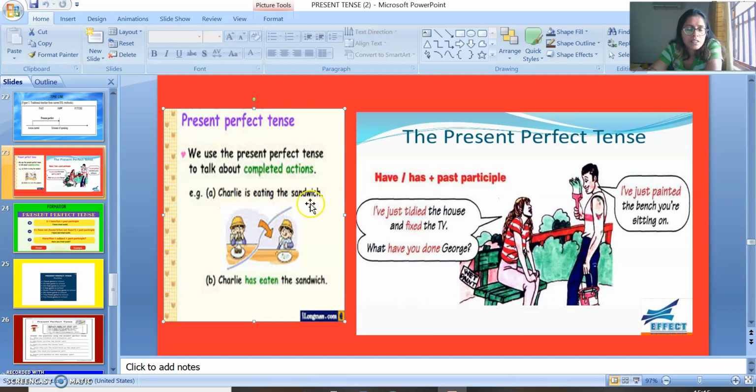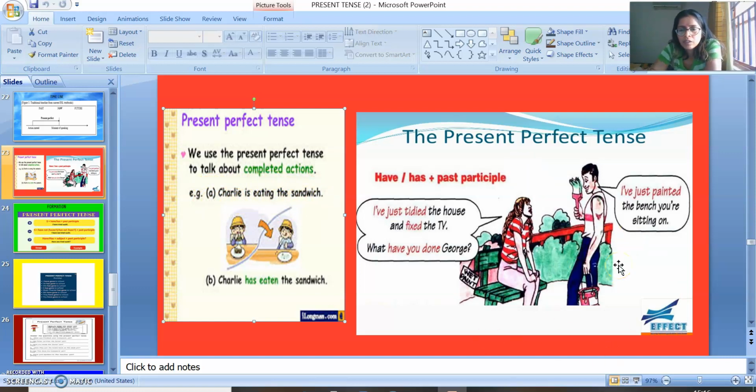So this is an example of present continuous tense, because the action of eating is still in the process of going on, right? But in this example, Charlie has eaten the sandwich. It means the action of eating is over here. So this is an example of present perfect tense, but this is an example of present continuous tense, right?